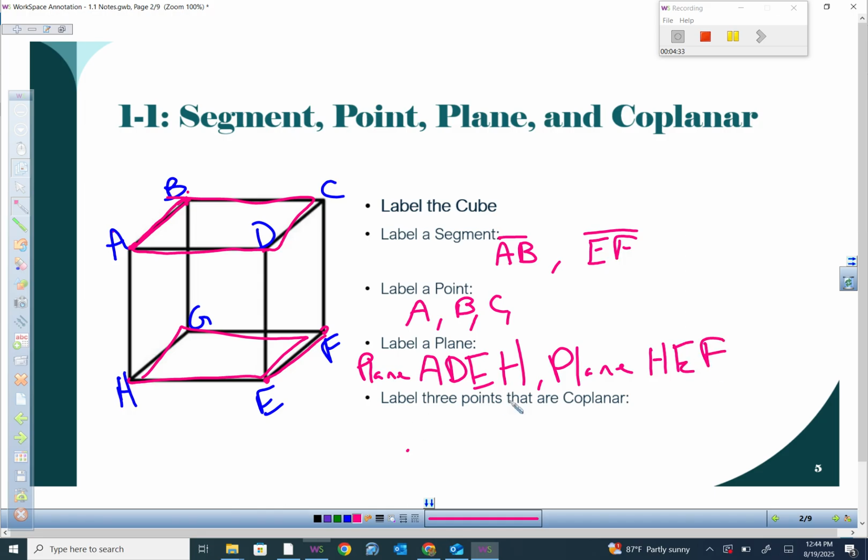Label 3 points that are coplanar. What coplanar means is they're on the same plane. So if we're looking at this plane here, that pink and green plane, A, B is on that plane, and C is on that plane. You can see E is not up here. E is not on that plane. So that is not a coplanar point. But ABC or ABD or ADC, those are all on that same plane.